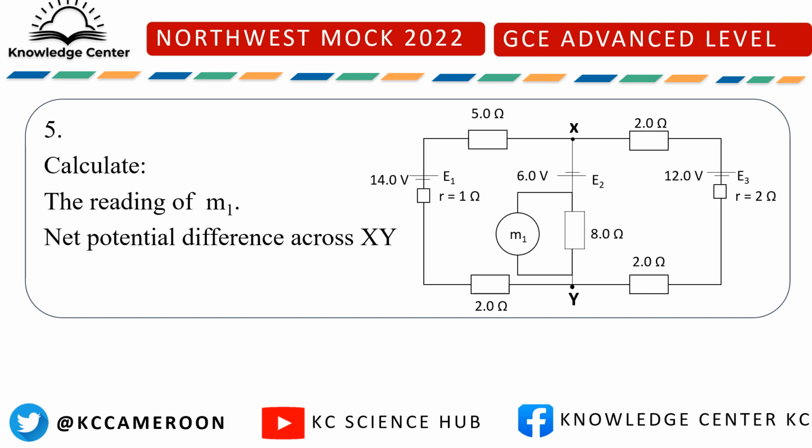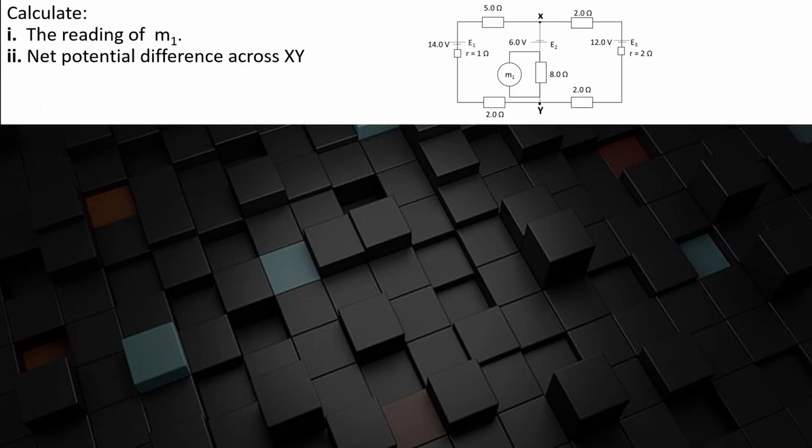Okay, guys, so you can pause the video right here and check out the problem. The reading of M1, this is M1 right here, and the net potential difference across XY, this is our XY here. I'll go ahead and indicate the current directions since the examiner just gave you the diagram without current directions. Feel free to always indicate your current directions.